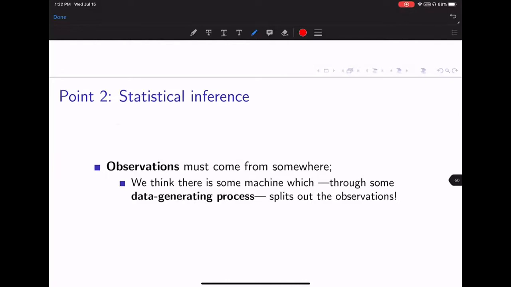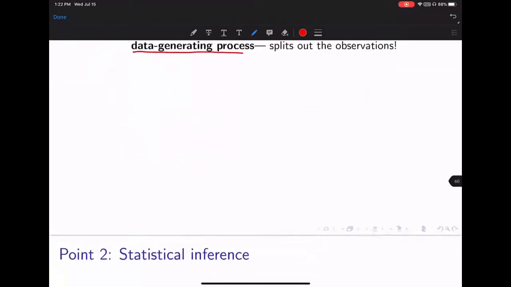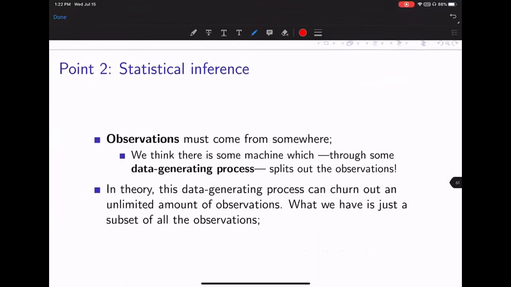Imagine, suppose there's a machine flying above us. Imagine there's a machine hovering above us, and it spits out data, right? And the observations we have, the data we have, pattern according to some data generating process. And the observations that we happen to have are just a subset of all the possible things that this process spits out.